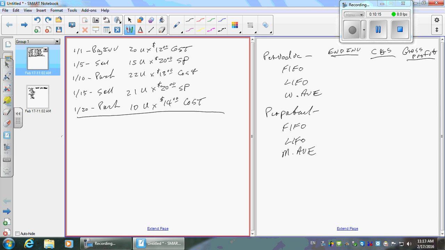And you know what? It's far easier. Those of you who've tried this, it's far easier to do which one? Periodic. So what I do is calculate FIFO on periodic and write the numbers down for periodic and perpetual. Would I calculate it twice? Why? You get the same answer. Got it? Save yourself some time. Okay? LIFO and moving average are going to be different, though.